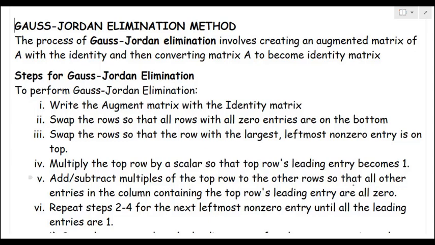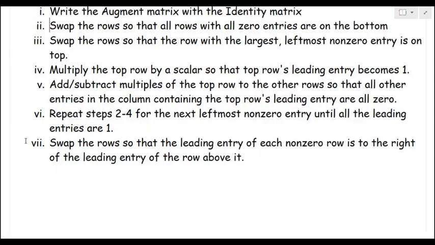column containing the top rows' leading elements are all 0. We repeat steps number 2 and 4 for the next leftmost non-zero entry until all the leading entries are 1. Number 7, swap rows so that the leading entry of each non-zero row is to the right of the leading entry of the row above it.